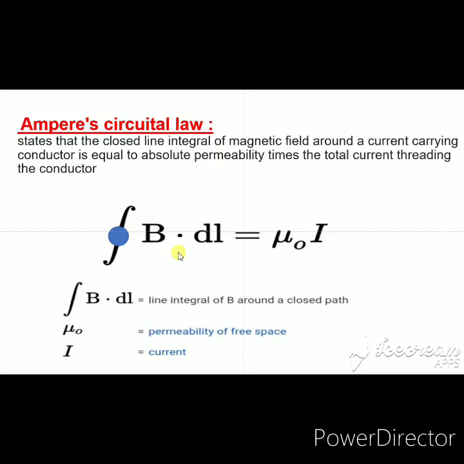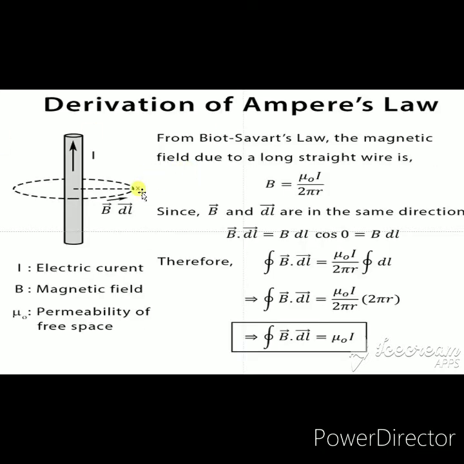So how does this equation come about? By which method are we able to derive it? This is the derivation of Ampere's law. From the Biot-Savart law, consider the magnetic field due to a long straight wire. B bar is the magnetic field and dl is the length element. We can say that B bar and dl have the same direction, and the total current I is flowing through the wire in the upward direction.